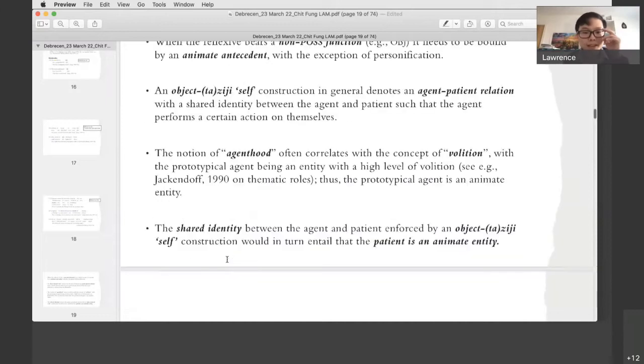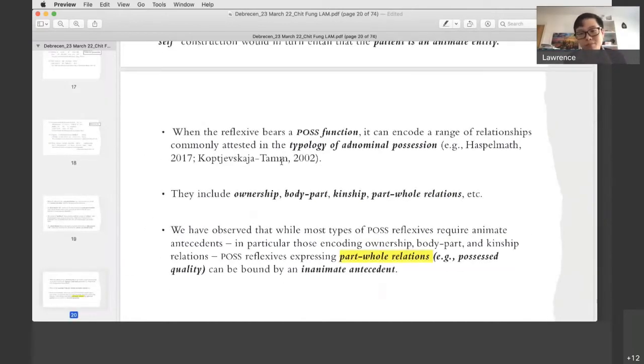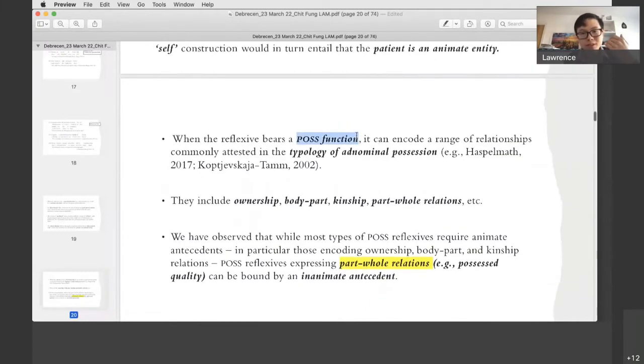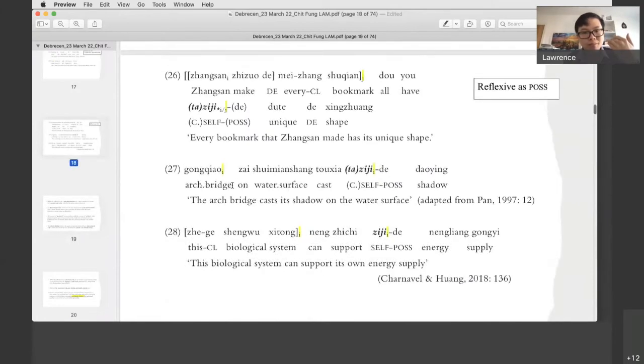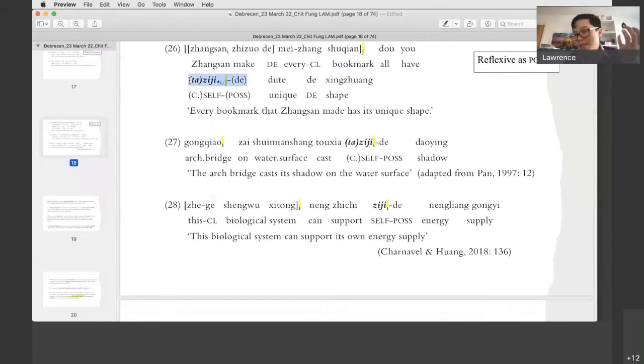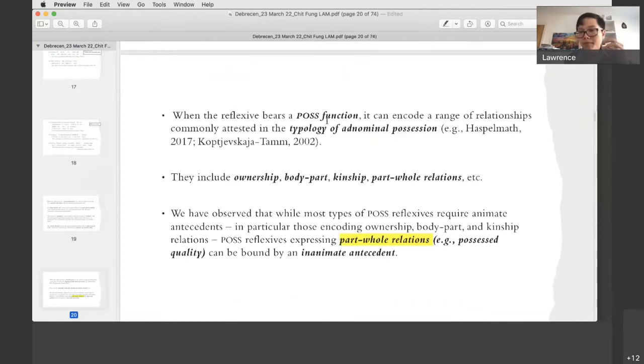However, when the reflexive is used as a possessive function, for example the ones we looked at just now, the bridge's shadow, the shape of a bookmark, this is a possessor. I think some of you might have heard of the typology of nominal possession before. It's quite a well-researched area in linguistic typology. There can be many different types of possessive function. Cross-linguistically, for example, we can denote ownership, body parts, kinship relation or partial relation.